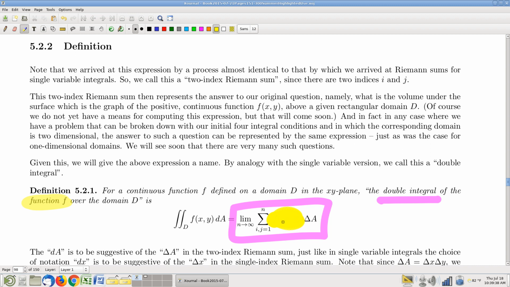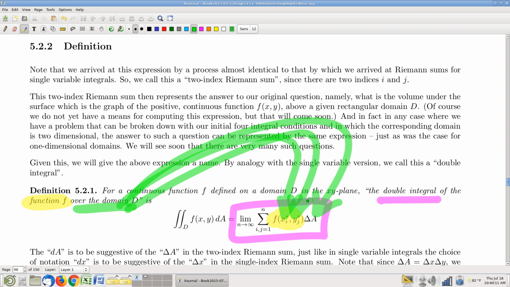That's the function. That's the extra factor on the inside there, over our domain. And the domain, where does the domain show up in this expression? Well, the domain is inside of our formula for delta A because it's inside of our formula for delta X and delta Y, which, don't forget, are made up out of A, B, C, D. That defines our domain. Right? And it's also inside of our formula for xi and our formula for yj. So we don't see the domain and how that's written, but it is highly important in what that expression means.